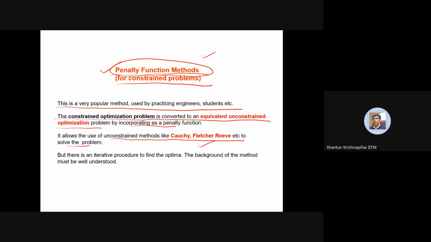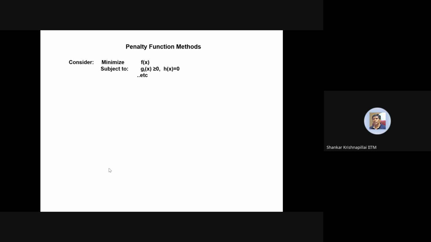But it is not very easy to use the penalty function method, although the formula looks simple. There is an iterative procedure to find the optima. The background of the method must be well understood, that is, which type of penalty to give. There are different penalties for equality constraint and inequality constraint, and you have to give the correct penalty. Only then the solution will move to the correct optima. Okay, so penalty function methods.